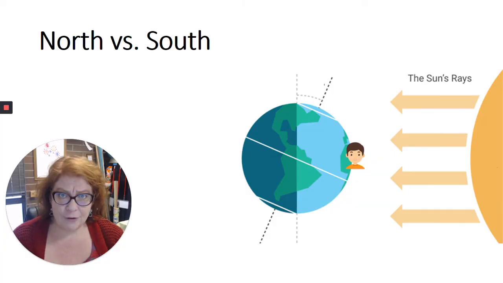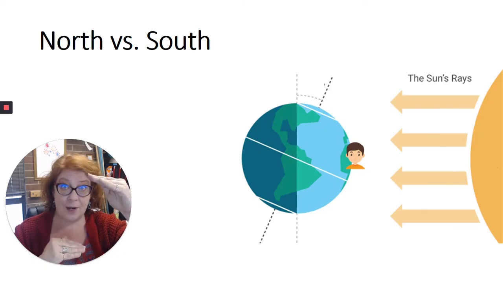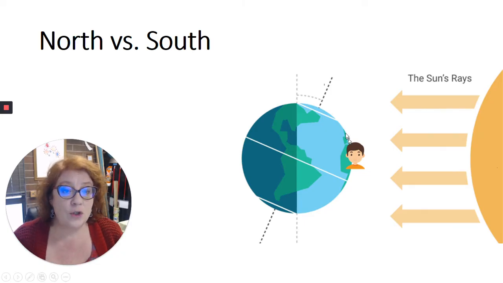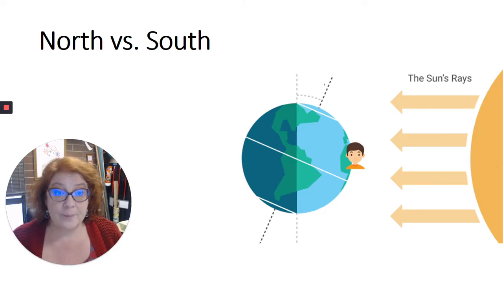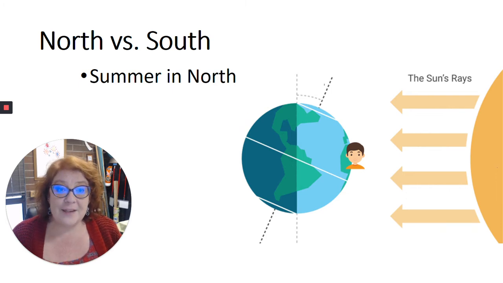Speaking of different parts of the Earth being closer to the sun than others, let's talk about what the tilt does to the divide between the northern hemisphere and the southern hemisphere. Here in our picture, this is the northern hemisphere up here. That's the top half. And in our picture, the northern hemisphere is tilted toward the sun. That means it's summertime in the north.